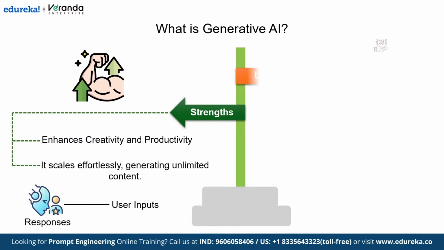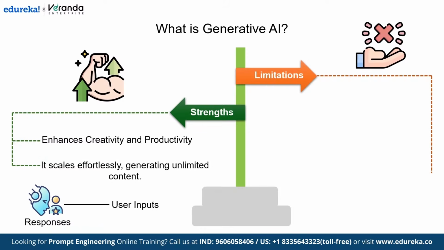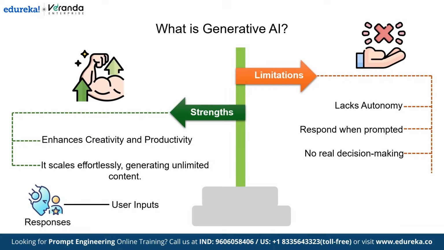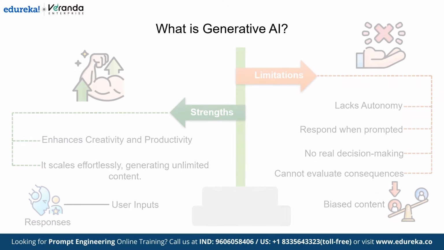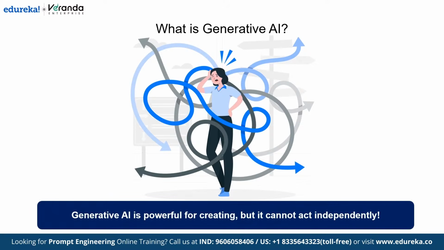But it also comes with a few limitations. Generative AI lacks autonomy. It doesn't think or act on its own. It only responds when prompted. It has no real decision-making abilities and cannot evaluate consequences or make independent choices. Additionally, it can generate biased or inaccurate content based on the data that it has seen. While generative AI is powerful for creating, it cannot act independently. And that's where agentic AI comes in.